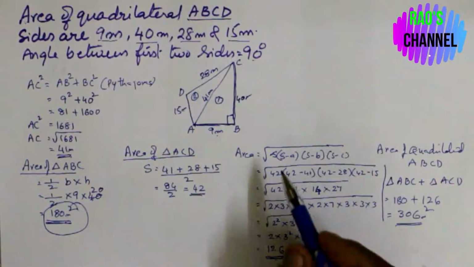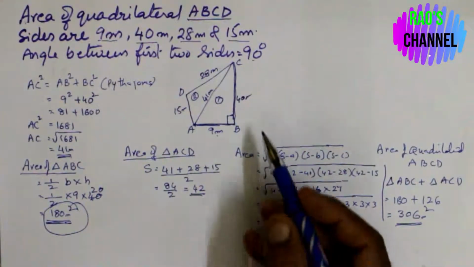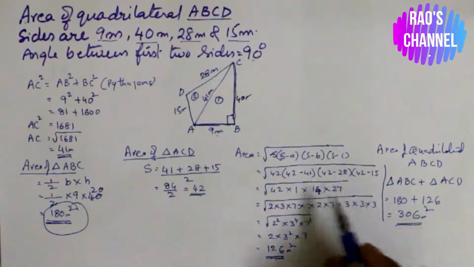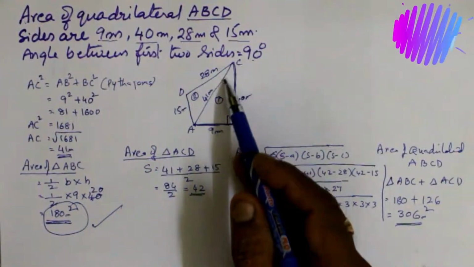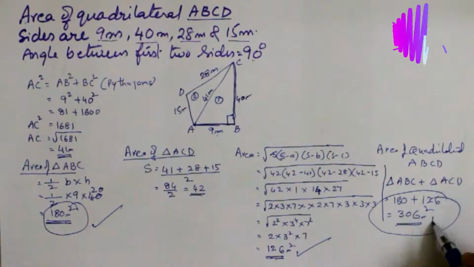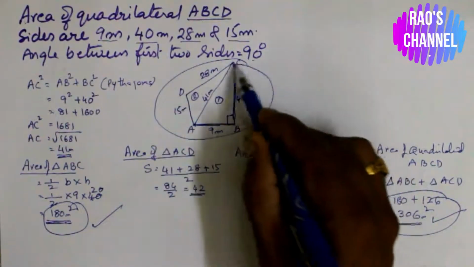Okay, so by using the concept of Pythagoras, we found the diagonal. By using the diagonal, we find the area of the first triangle. By using the Heron formula, we find the area of the second triangle. Together it gives the area of the quadrilateral on the whole.